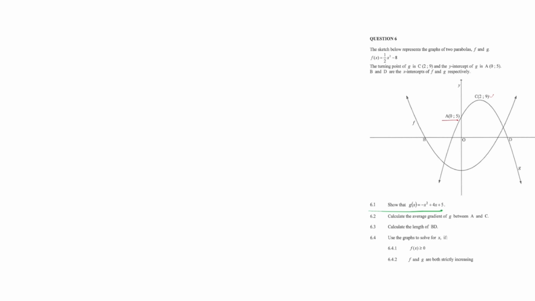6.2. Calculate the average gradient of g between a and c. Right, so we are supposed to calculate the gradient or the average gradient between a and c. So what are the coordinates of a and c? A is (0, 5). C is (2, 9).